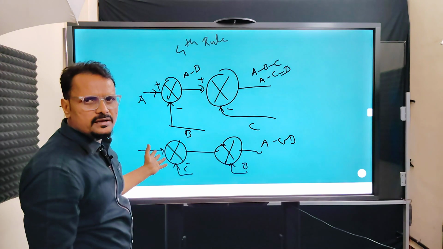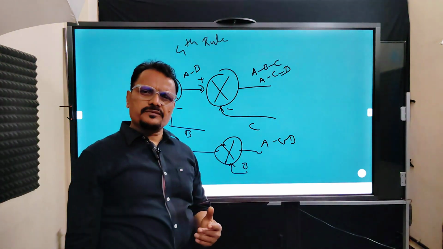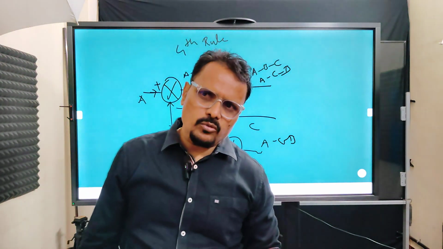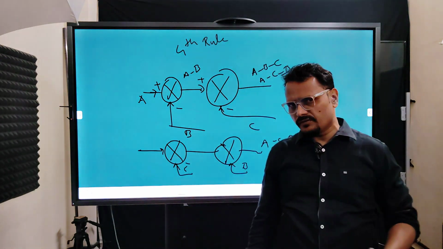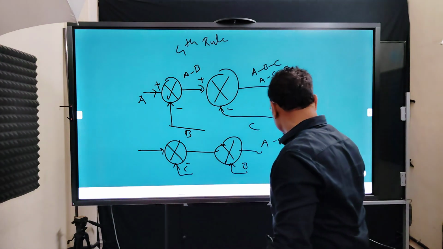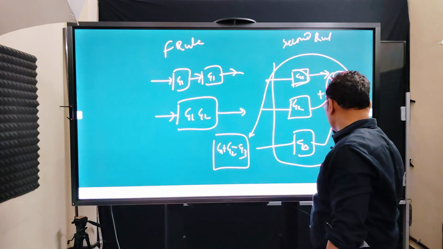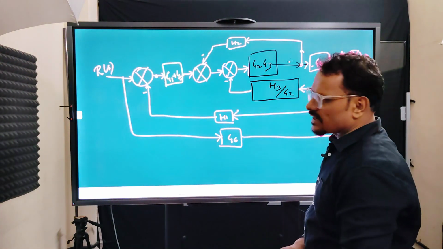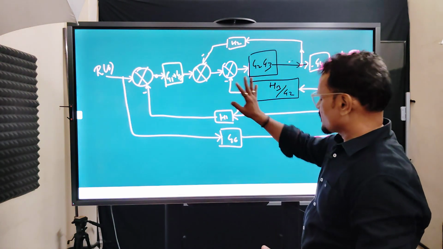Interchangeability of a summing point. It could be interchangeability of anything. It could be of a summing point, it could be of a block, it could be of a takeoff point. Nothing is getting affected because of it. So as per that interchangeability rule, if you remember, in this diagram we can replace them.